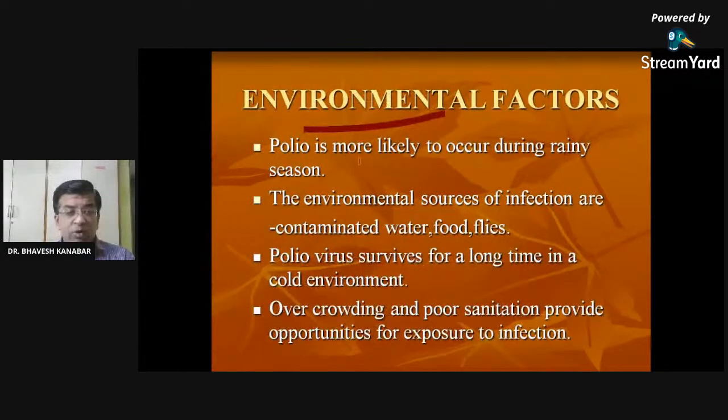Environmental factor: it is more likely to occur during the rainy season, right? Environmental sources of infection are contaminated water, food and places. So this contaminated water is more present during the rainy season. So there are more chances of poliovirus infection occurring during the rainy season, right? Poliovirus survives for a longer period of time in a cold environment, right?